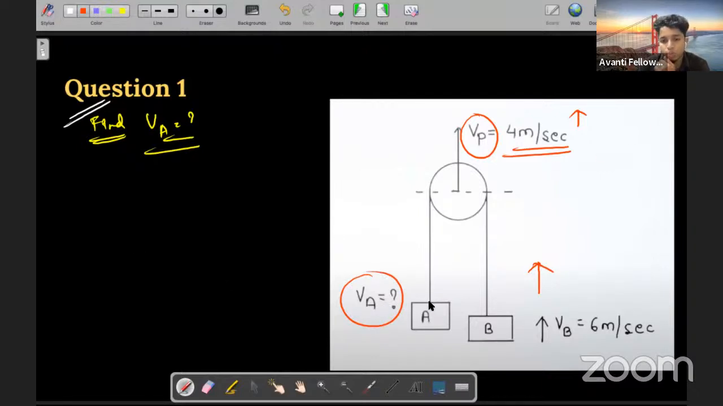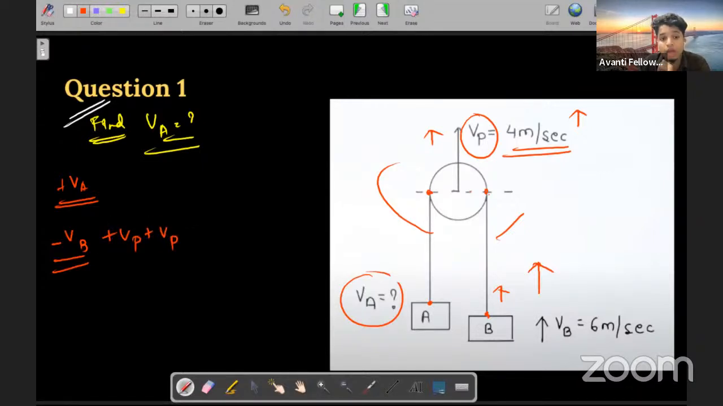Now, students, as I said, you need to use the point method. Point by point, if I'm standing over here and it is moving upwards in this direction, let's take plus VA for our consideration. Is it good? Let us not draw the direction. Now, VB is trying to move upwards, so it is negative VB. Yes or no? Also, you know that there are 2 points over here, which are trying to move upwards and stretch these two strings. So it will be plus VP plus VP.